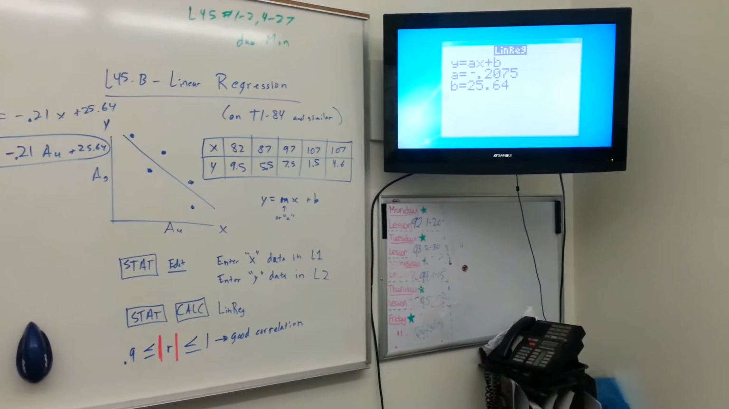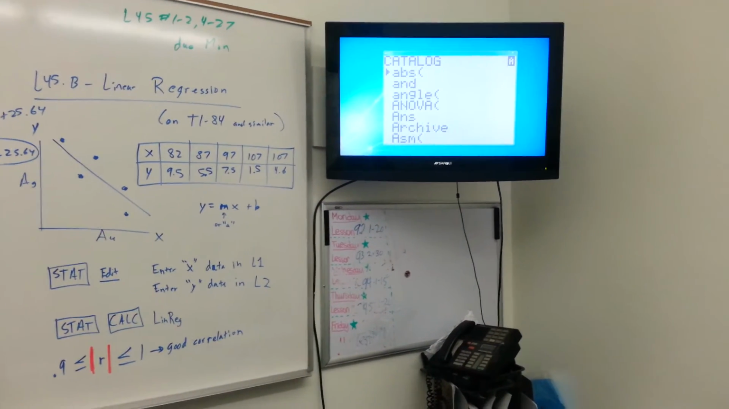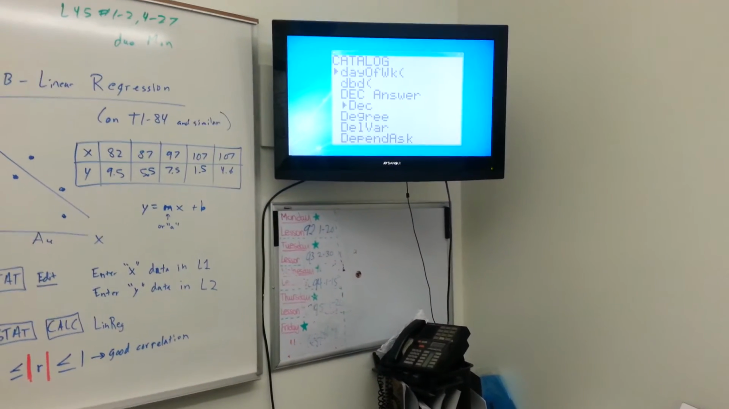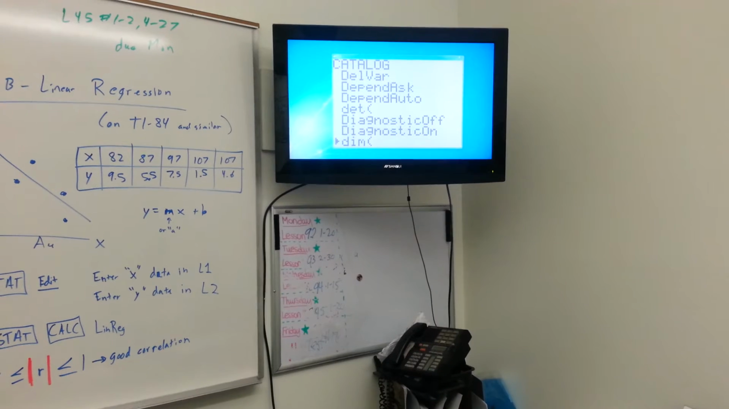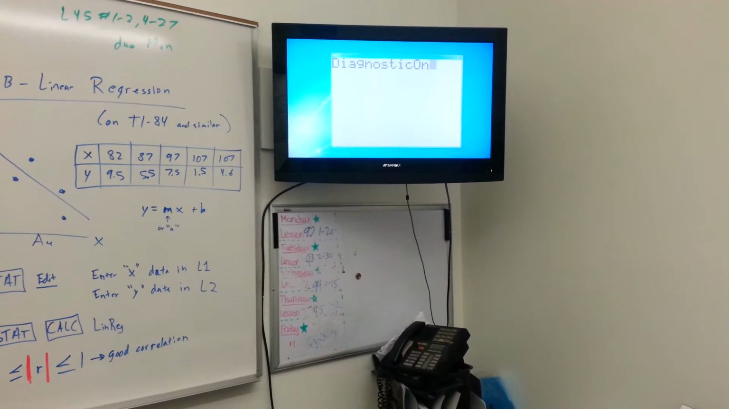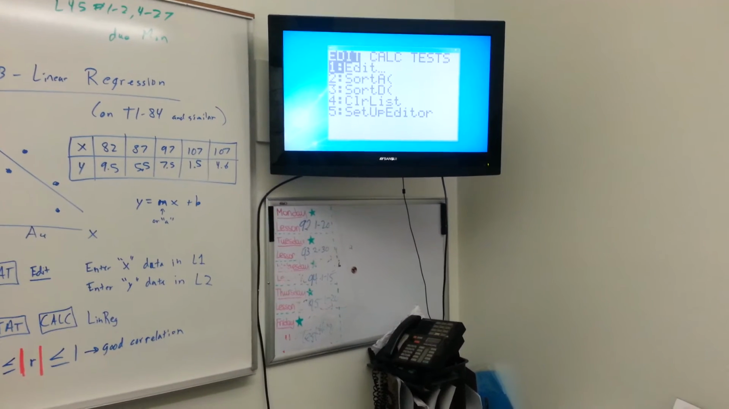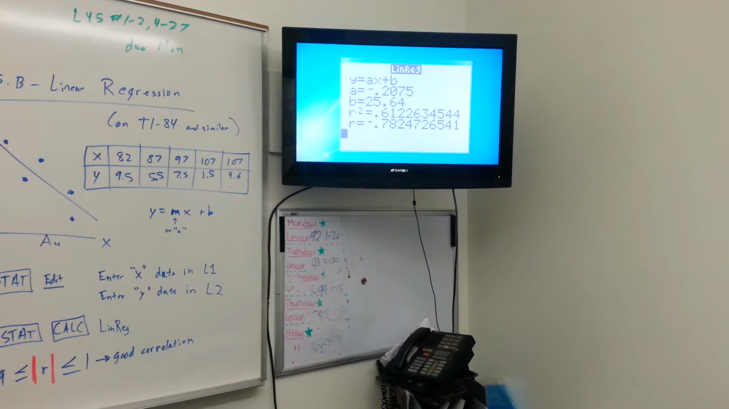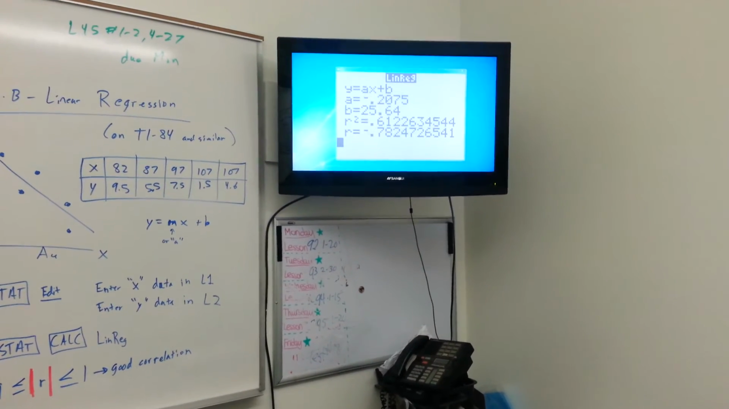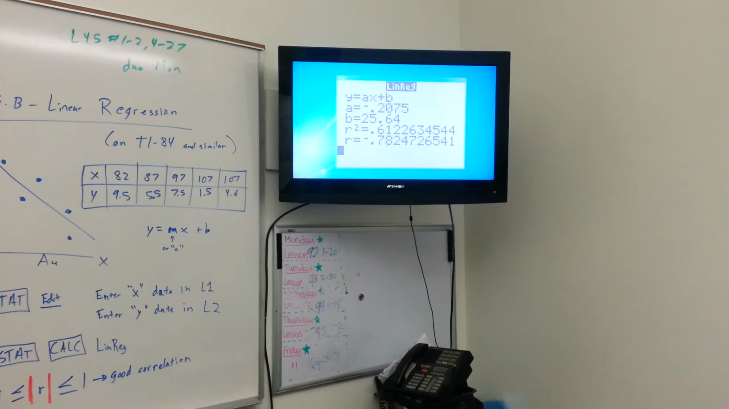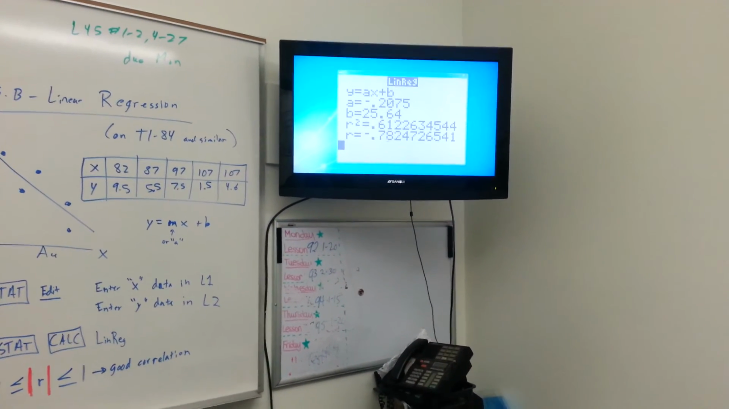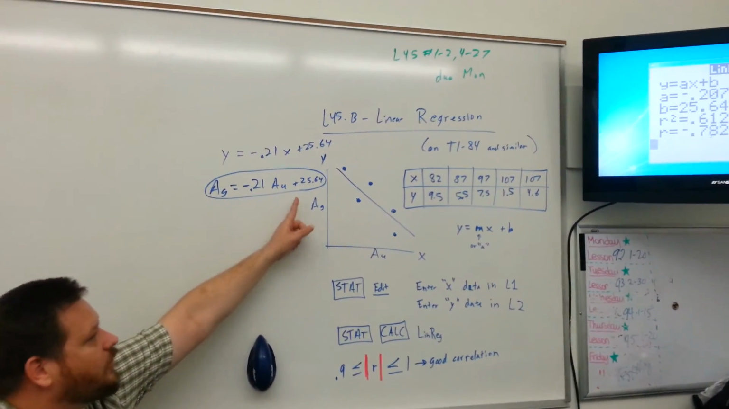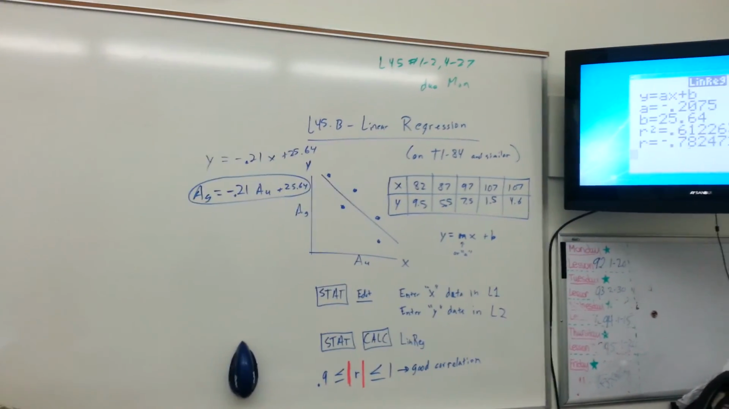Go to the catalog, so second function 0 for the catalog, and scroll all the way down to the D's to get to diagnostic on. Press enter and then enter again. Now when I go back and do my calc linreg, enter, it gives me the R value, which in this case is negative 0.78. That's not at least 0.9, so this would not be a good correlation. So my answer to the question would be AG equals negative 0.21 AU plus 25.64, and not a good correlation. And that's how to do it.